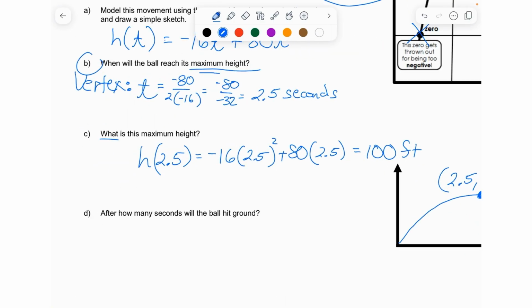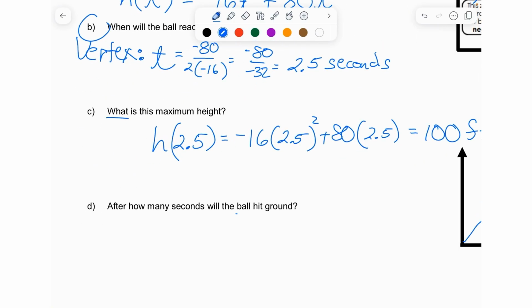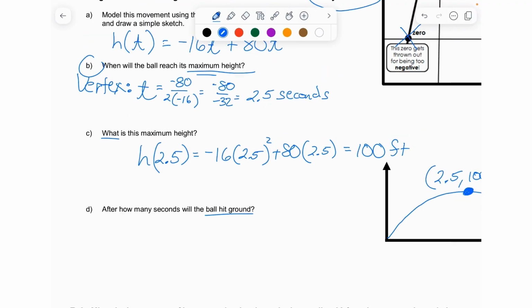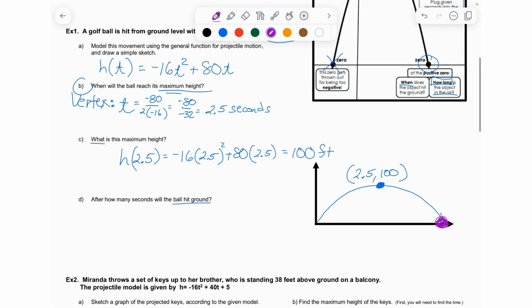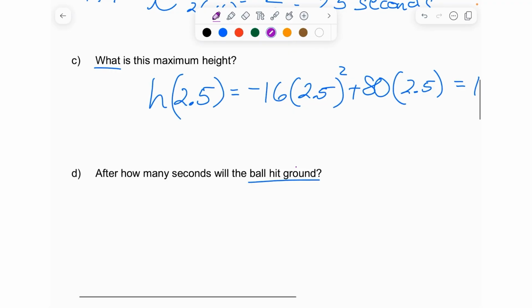Ready for this last question? Now it says, how many seconds will the ball hit the ground? When you see the word ground, you want to realize that we're talking about an x-intercept, because the x-intercept is always going to be when the object gets back to the ground. How am I going to do this? Well, we have to understand that the ground is represented by the number 0, specifically a height of 0.